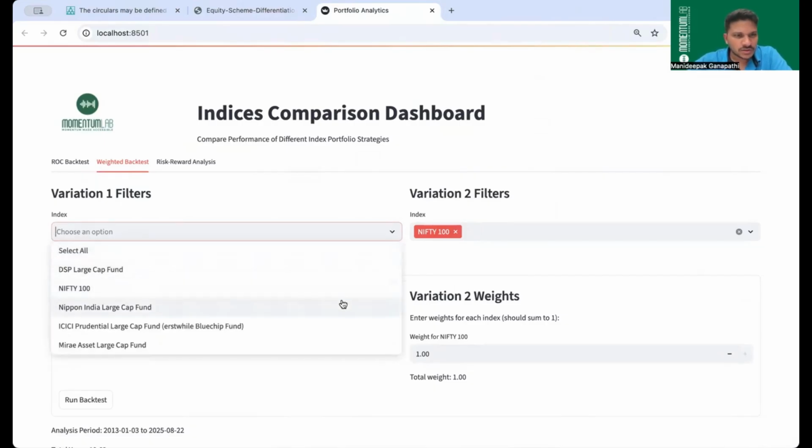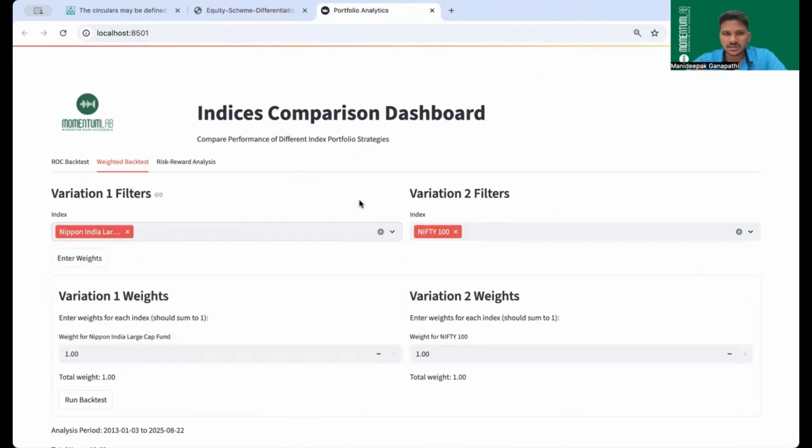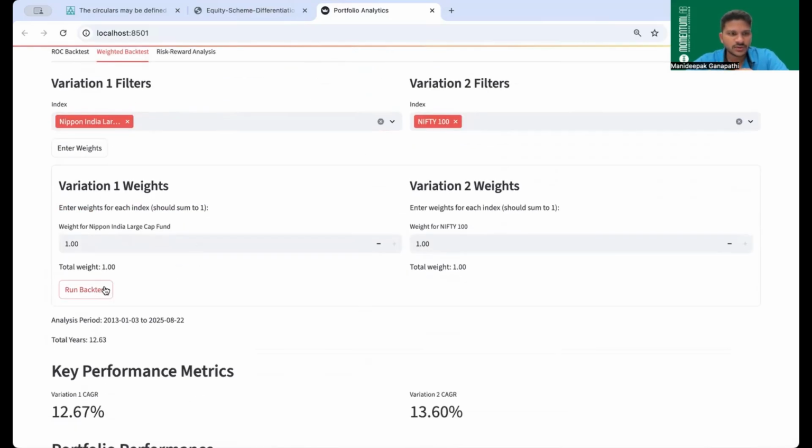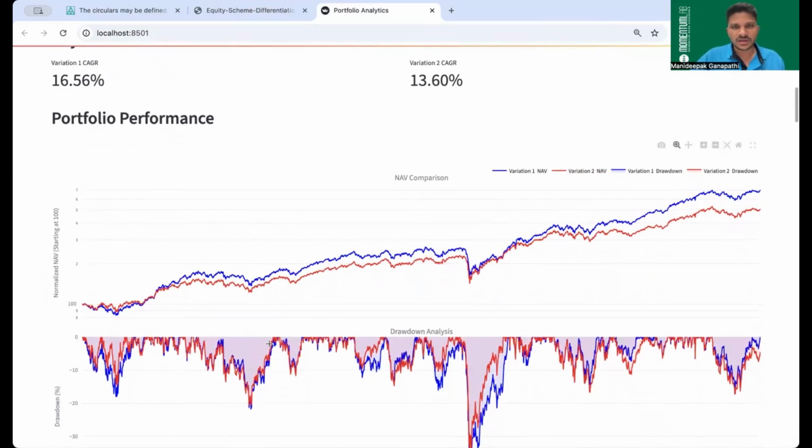Let me start with the top fund that we have seen in the previous table. I will just give weight as 1 and run the back test. So essentially what we're trying to do here is comparing Nippon India Large Cap Fund with the Nifty 100, which is its benchmark, and see how that fund is performing.